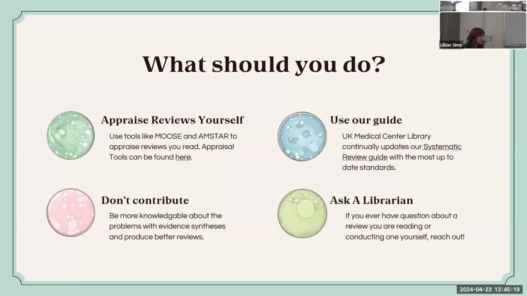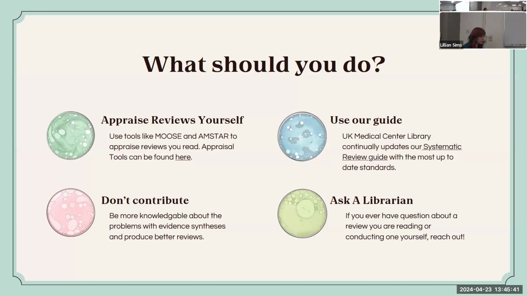So I have some advice if you're going to work on these projects. Appraise reviews yourself if you're going to be looking at them and using them. So if you're going to do a systematic review, or just use them in a project, appraise them. Look at tools like MOOSE or AMSTAR. Those are critical appraisal tools, checklists that you can use to make sure the review is meeting those standards. Don't contribute to the problem.